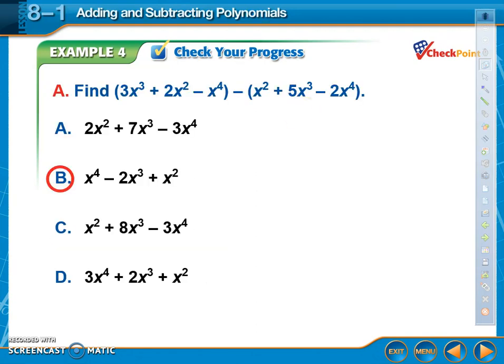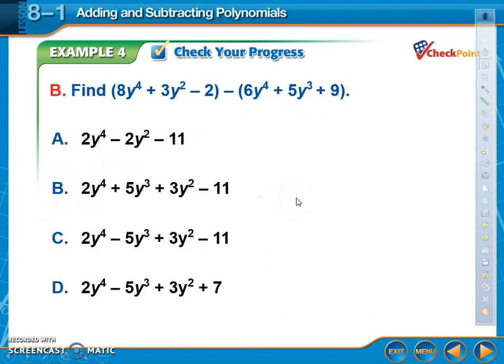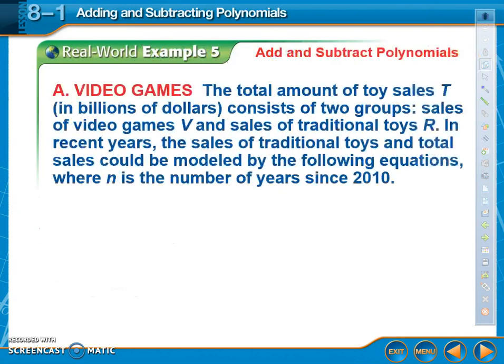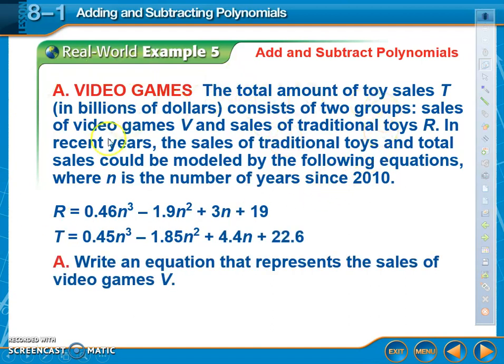All right. Go back to it real quick. Negative x to the fourth minus negative 2x to the fourth. Well, that means plus 2x to the fourth. So negative 1 plus 2, positive 1 right there. Okay. Same thing here. Okay. Answer C. All right, so we get into some real world.